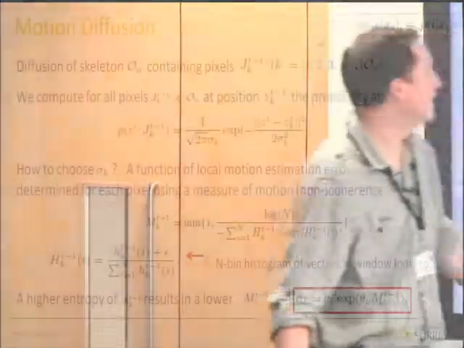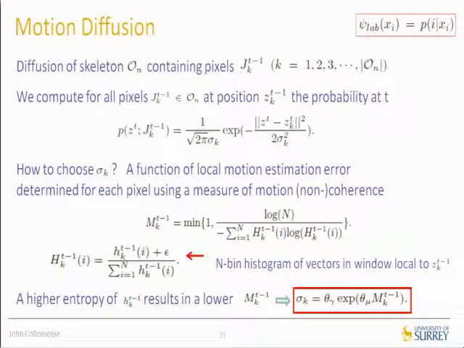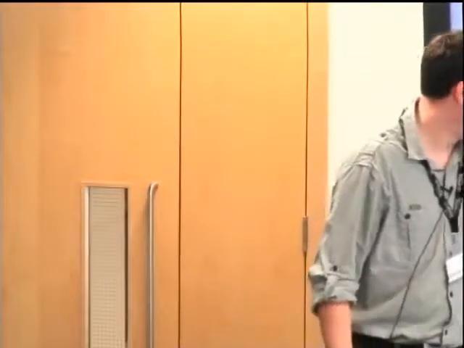And that Gaussian has a standard deviation. We choose the standard deviation based on the local estimate of motion coherence around that pixel. We do that by computing, in a small window, like a 7 by 7 window, I believe it is, a histogram of motion vector directions. And we look at the entropy of that histogram. If the entropy is high, it means there's uncertainty in that region, which means we'd want to have a lower spread.